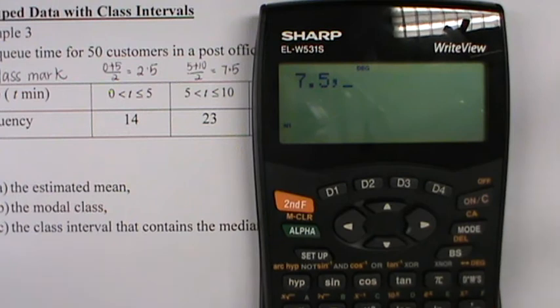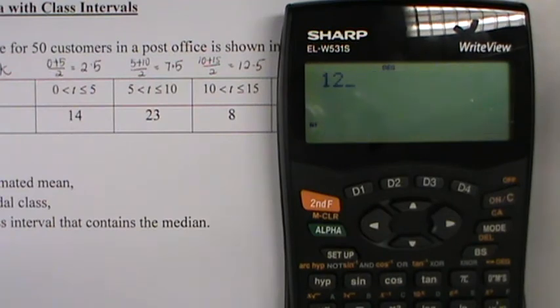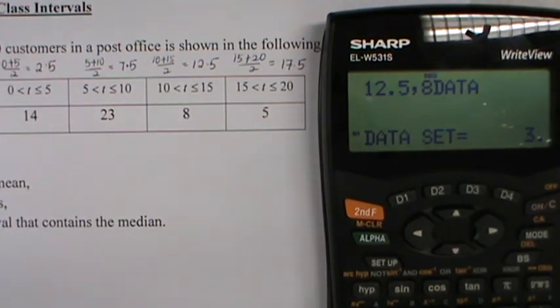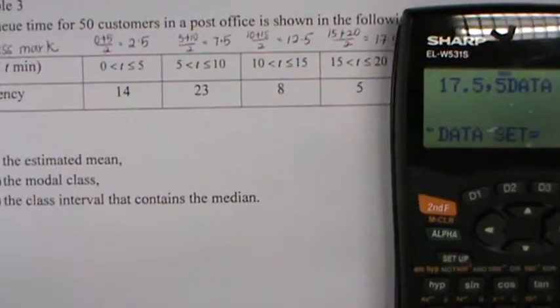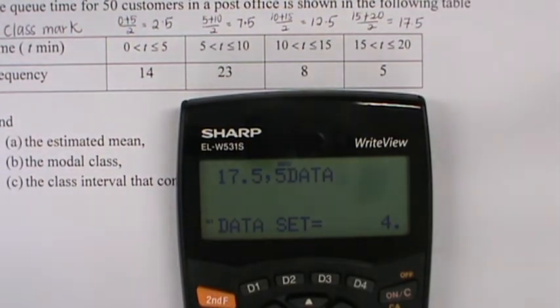Let us look at the second set. 7.5, followed by the frequency and data set 2. Let us look at the third set. I have 12.5, followed by the frequency 8, data, and fourth set, I will have 17.5 for the data value, and 5 for the frequency, data set 4. So let's check. Here says data set 4. 1, 2, 3, 4. So I've keyed in 4 sets of values.